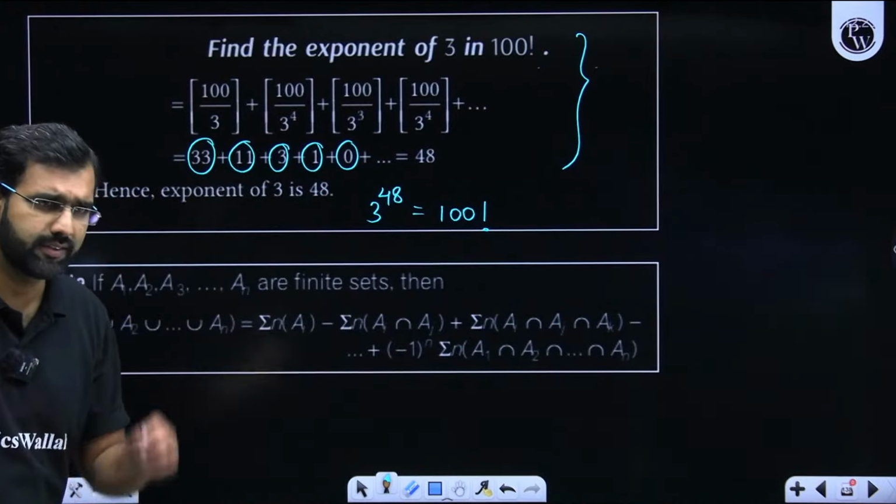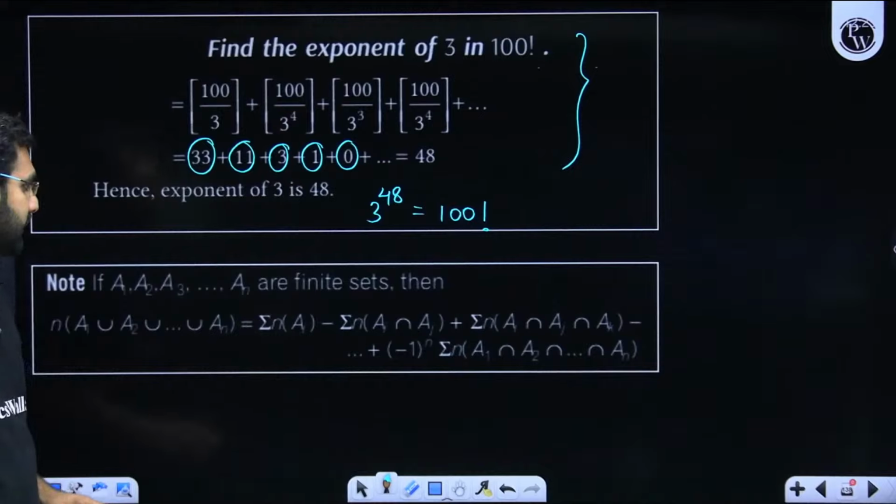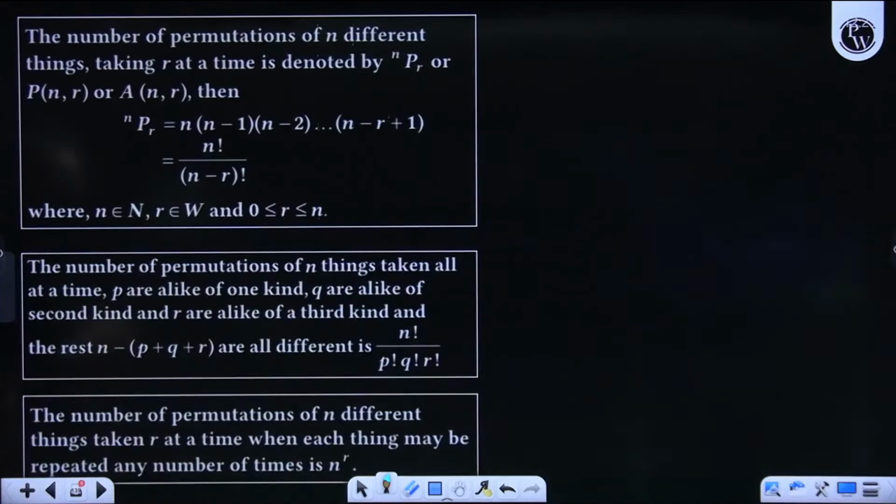I hope you all are listening and understanding. All the participants, are we clear on that? Now from here, when I go ahead, there are some more properties.